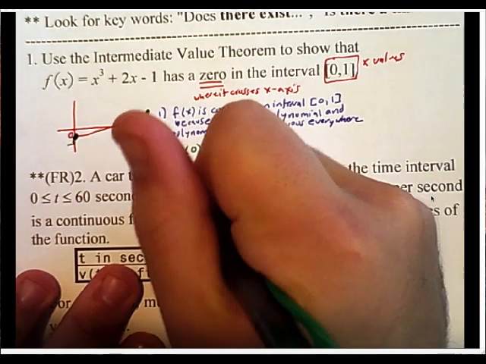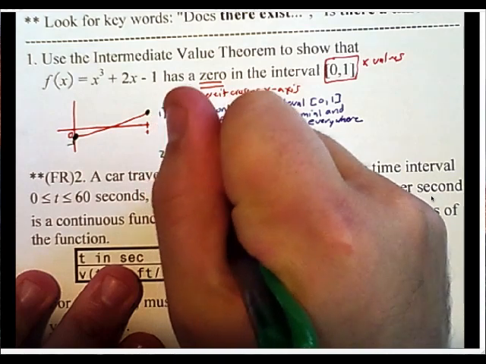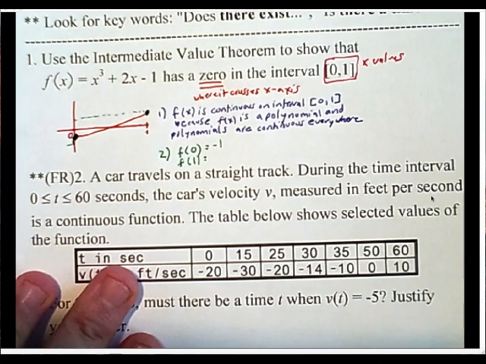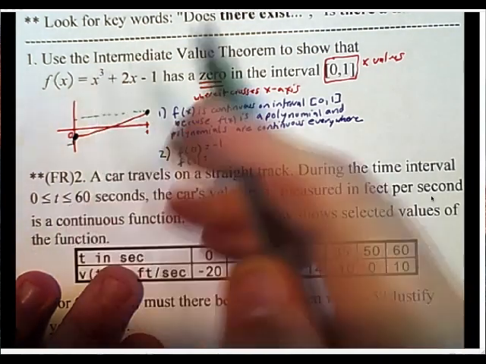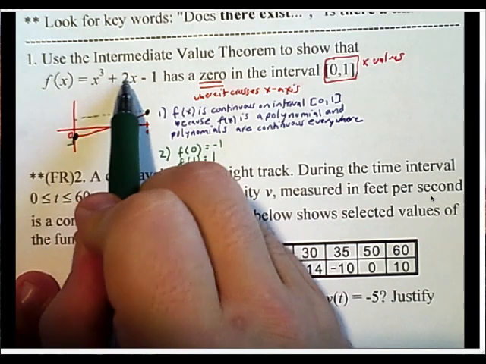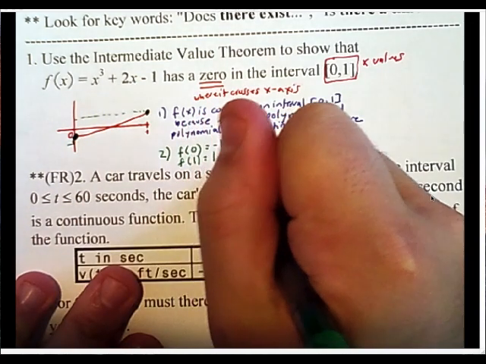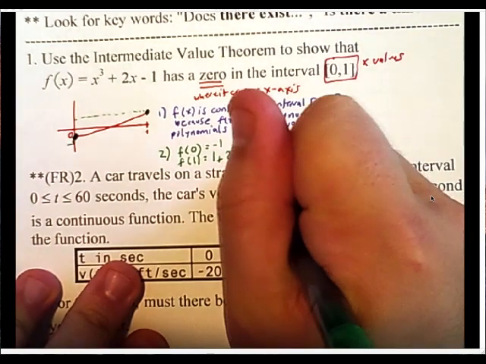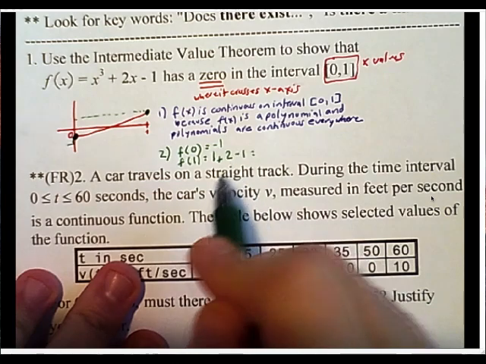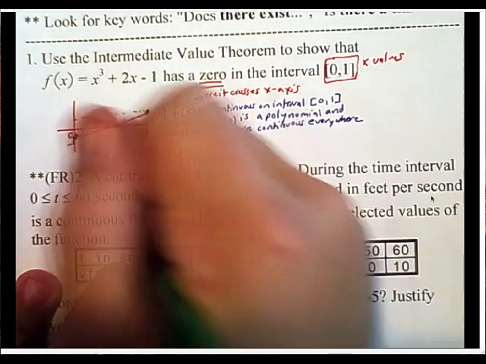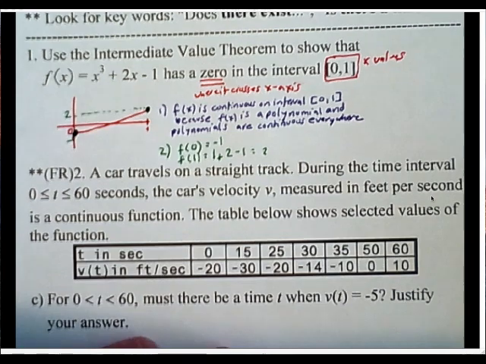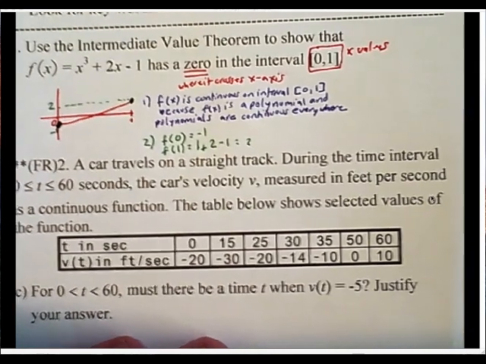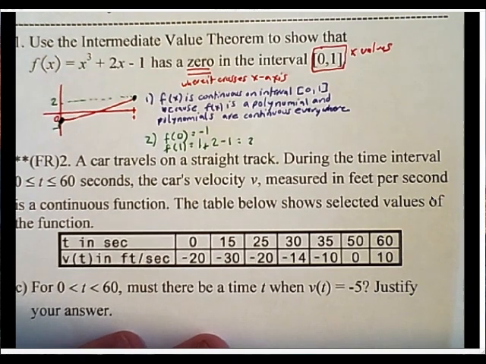Now let's do the same thing for f of 1. Okay, and let's figure out what the y value is here. So I'm going to do 1 cubed, that's 1, plus 2 times 1. 2 times 1 is 2, and then minus 1. Okay, so if I do some simplification, 1 minus 1 is 0, plus 2 is 2. So I figured out what the y values are.